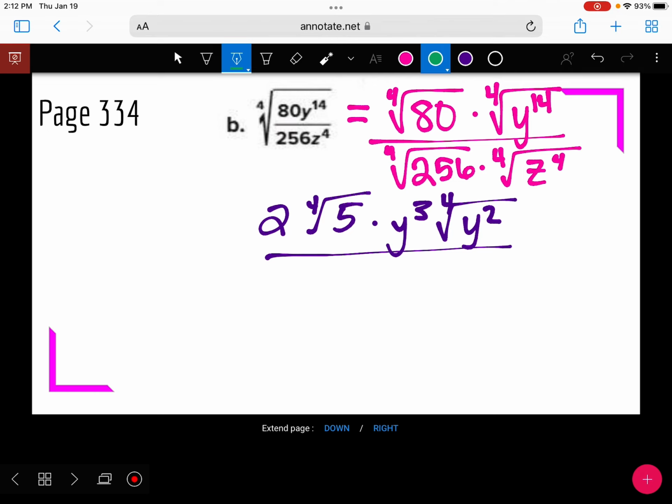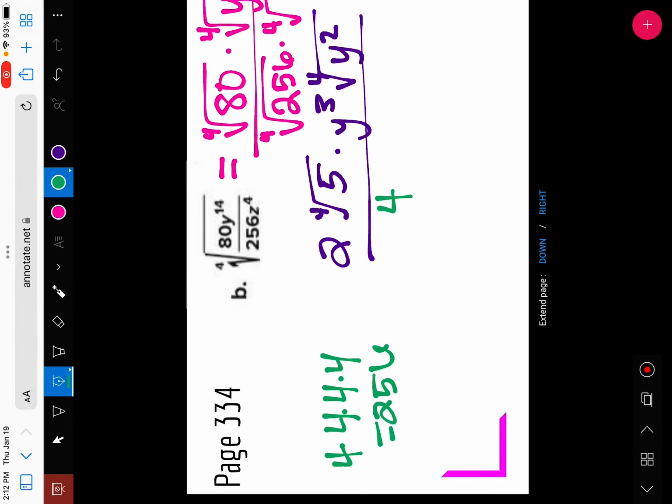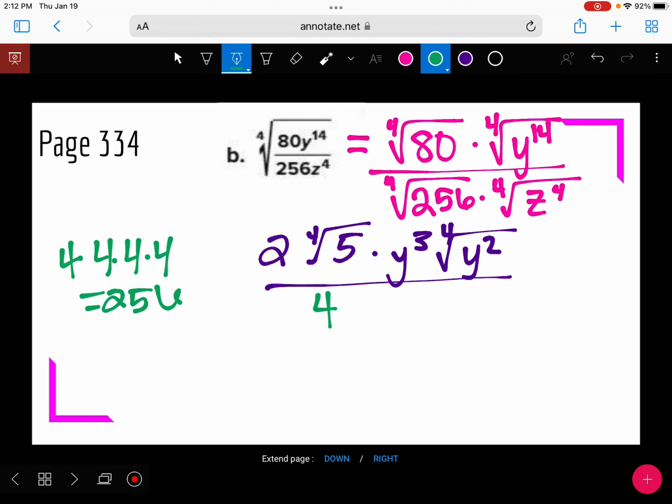So then, the bottom part. 4th root of 256. Using a calculator, what do you get? The 4th root of 256 is in fact 4, which means that 4 times 4 times 4 times 4 equals 256. Beautiful. We could have birthday caked it, but that was a lot of work. No, we don't want to do that. So you guys know how to birthday cake pretty well.